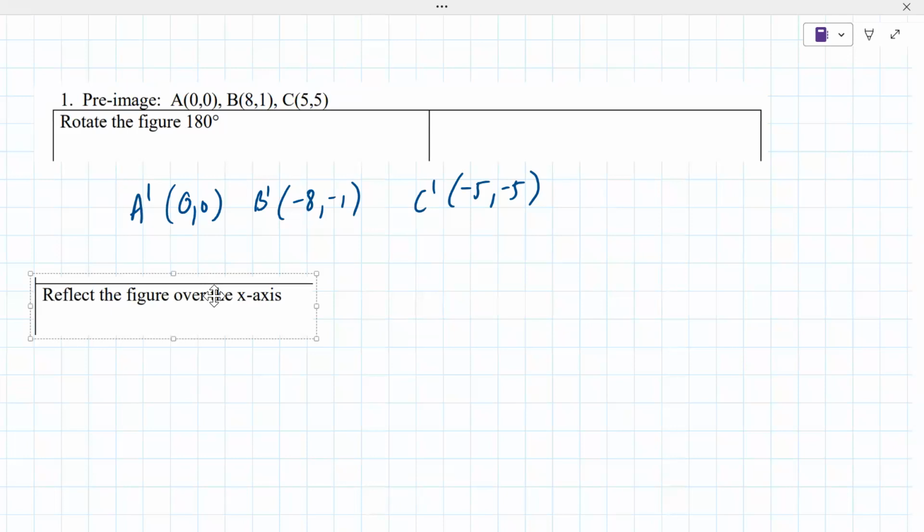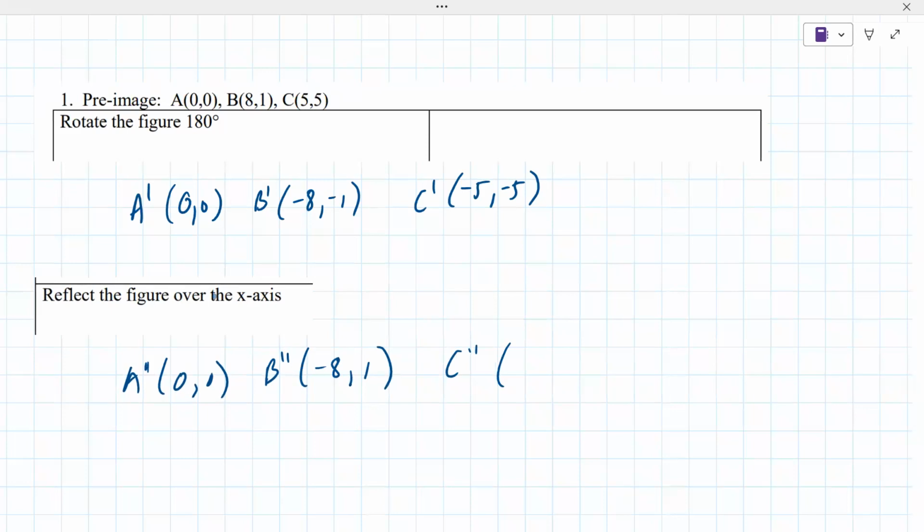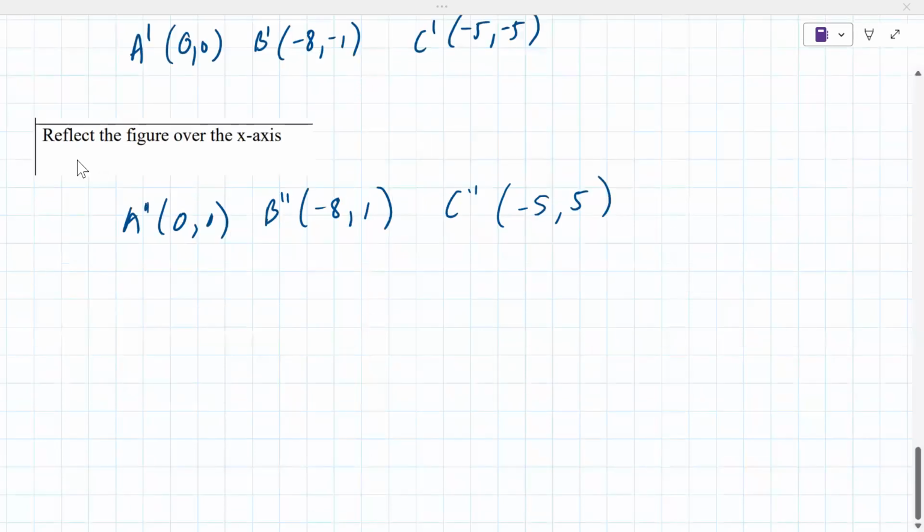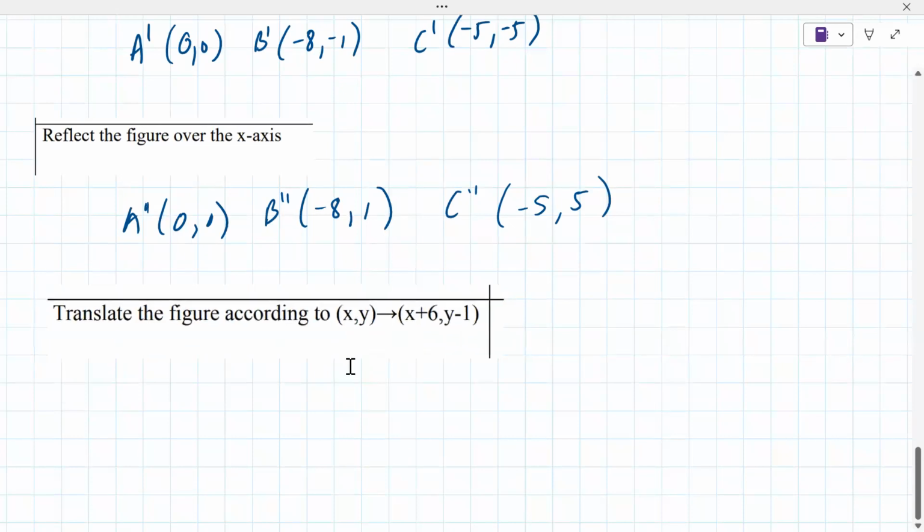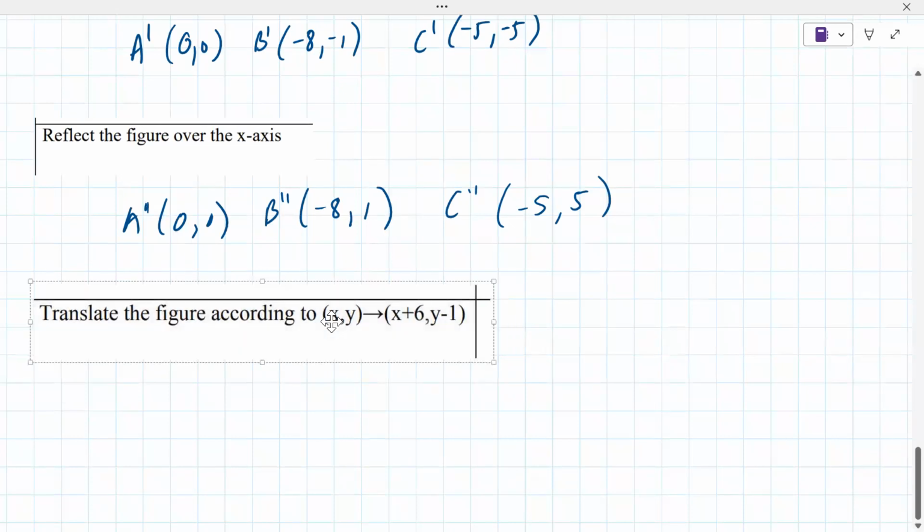Okay, A double prime is 0, 0. B double prime is -8, 1. And C double prime is -5, 5. Good. And then the last one here is this one here: right 6 and then down 1.